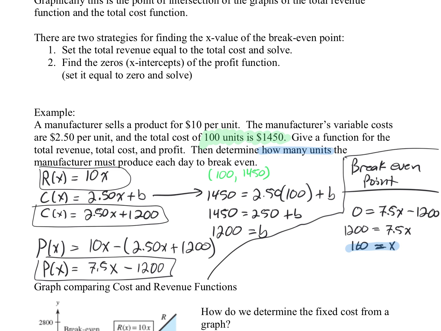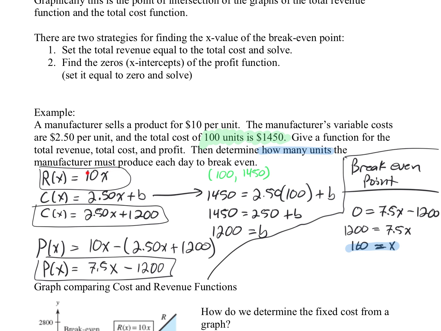If, though, the question asks what cost is associated with breaking even, or how much revenue must the company produce in order to break even, then you would take this x value and plug it into the revenue function if they ask about revenue, or into the cost function if they're asking about cost. Because it is a break-even point, we know that those two values would be the same.